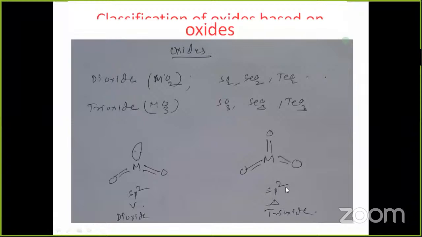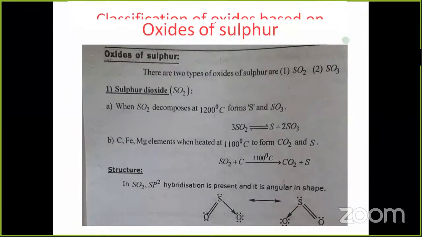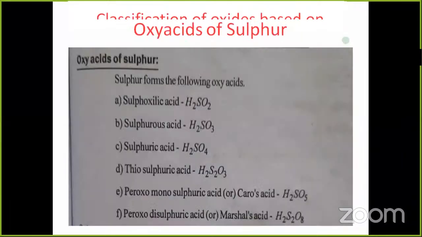Both are acidic oxides. SO2 dissolves in water to produce sulfurous acid. SO3 dissolves in water to produce sulfuric acid. That means the dioxide gives the -ous acid and the trioxide gives the -ic acid, just like we said for nitrogen. So these are SO2 and SO3.